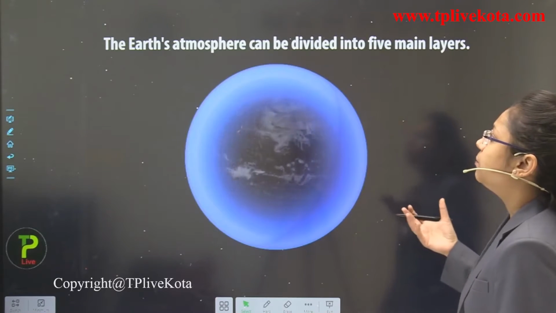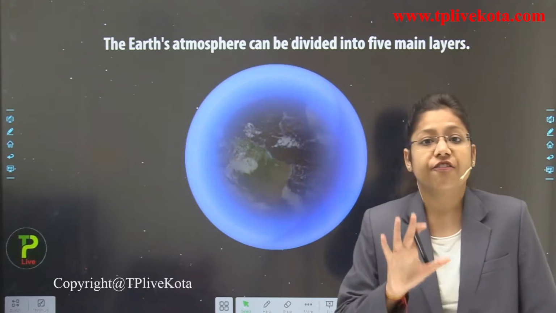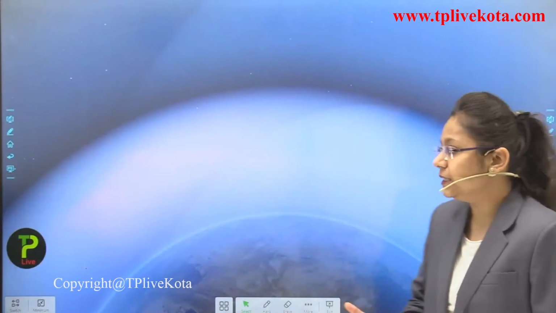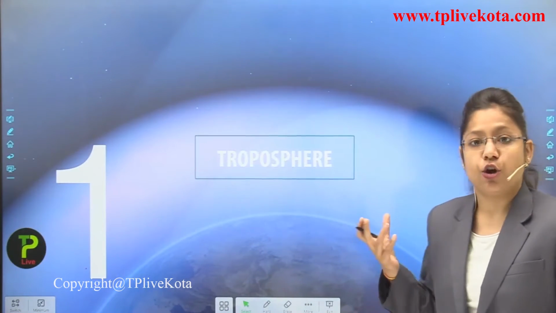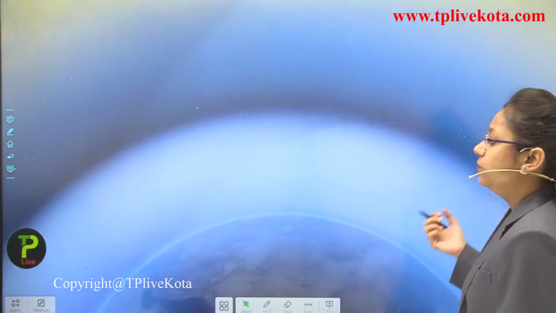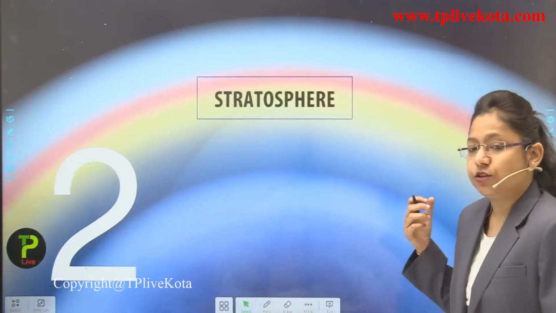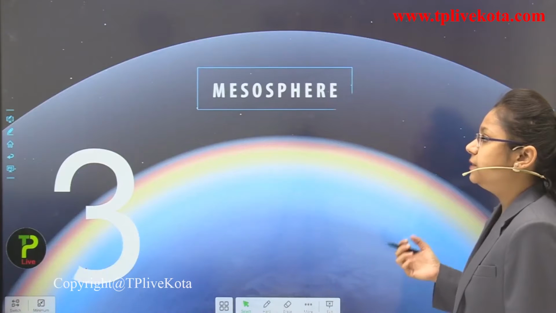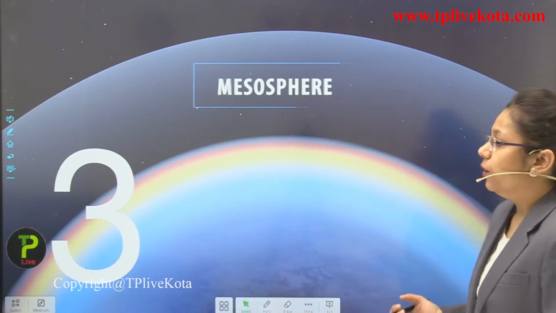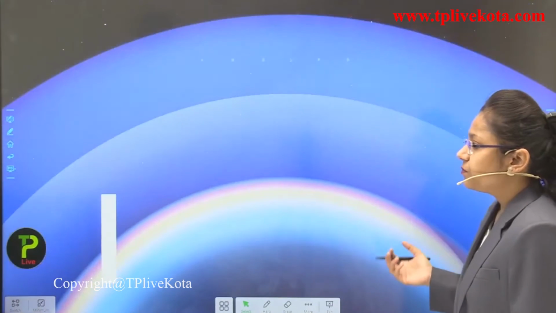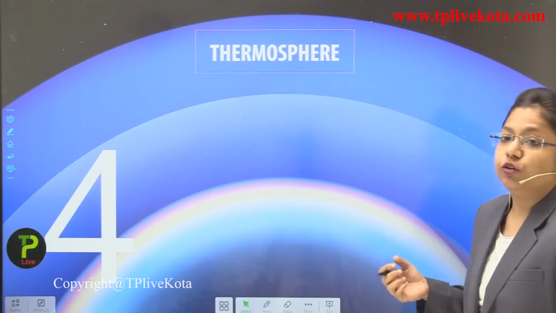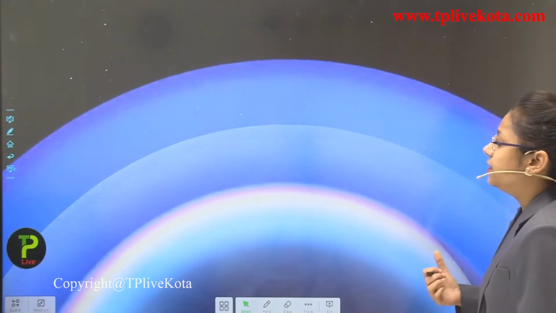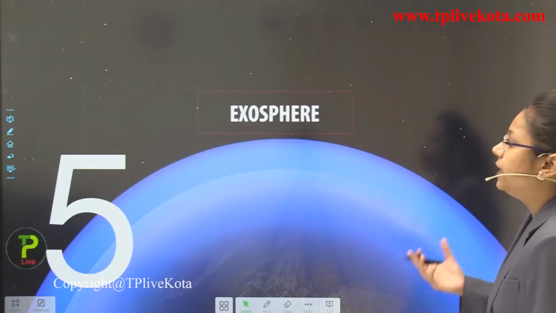Now the Earth's atmosphere can be divided into 5 main layers. Let us see. The first one is troposphere. The second one is known as stratosphere. The third one is known as mesosphere. The fourth one is thermosphere, and now we are on the last layer of the atmosphere, which is known as what? Exosphere.